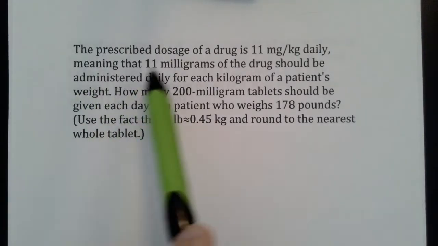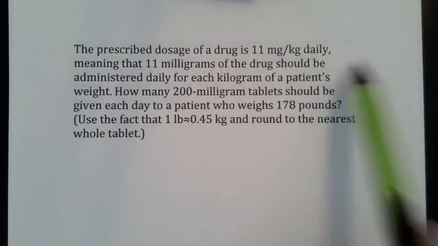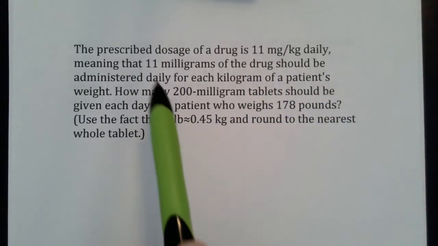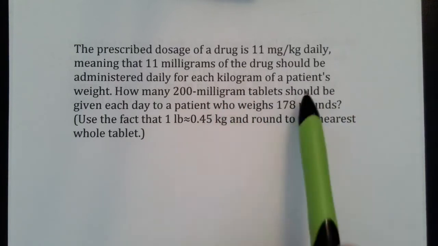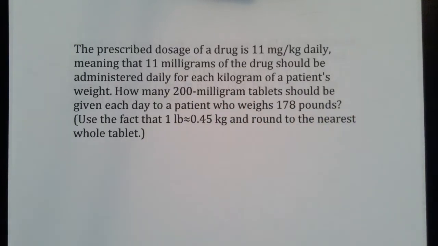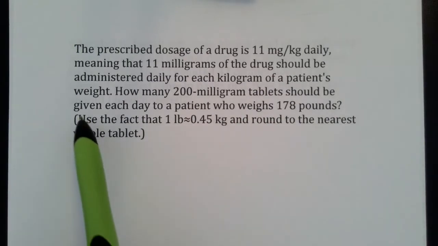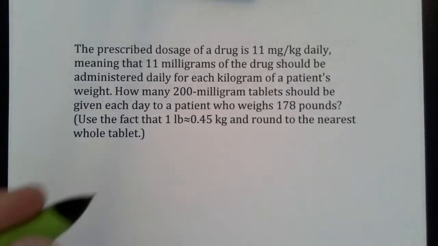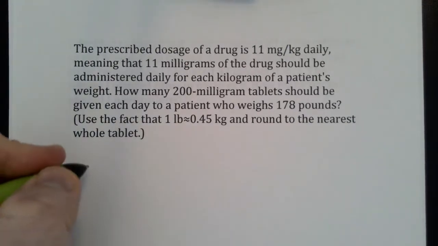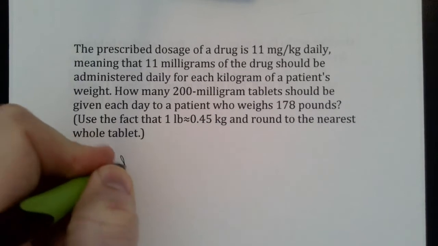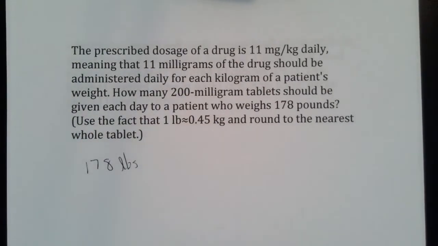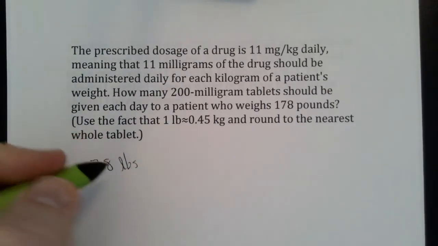So we're supposed to give a dosage of a drug that's 11 milligrams per kilogram daily. So that means we should give 11 milligrams per kilogram of the patient's weight every day. If we've got tablets that come in 200 milligrams, how many should we give to a patient that weighs 178 pounds if we use that 1 pound is 0.45 kilograms? What I love about problems like this is we can use something called unit fractions and just make this all happen in one nice calculation.